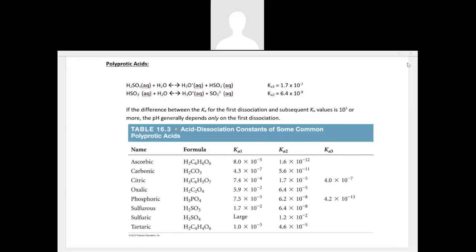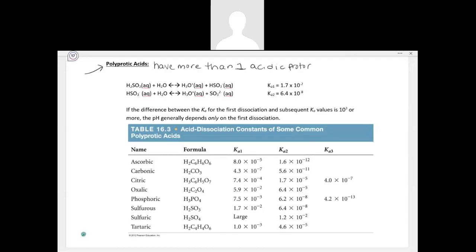In this next section from the Chapter 16 worksheet on acid-base equilibria, we'll take a look at something referred to as polyprotic acids. So these acids have more than one proton, that is, more than one acidic proton. So what does that mean?